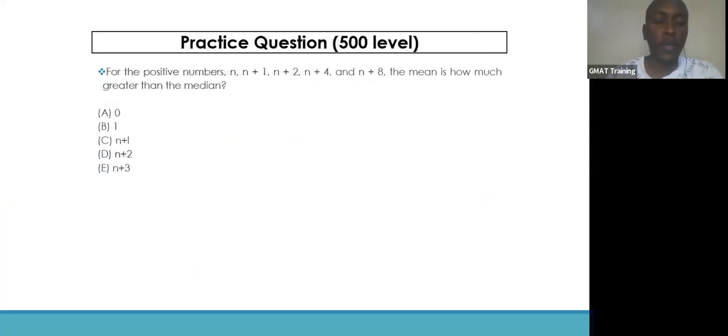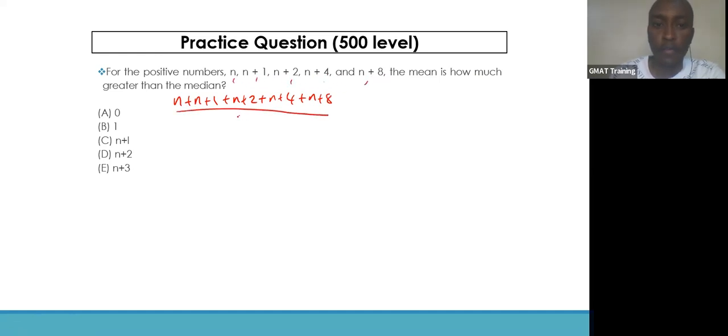So here's a question. Please pause, give it a try, then I'll jump in. For the positive numbers n plus 1, n plus 2, n plus 4, and n plus 8, the mean is how much greater than the median? The mean will get this value, taking the sum of all the values in that set, n plus 1 plus n plus 2 plus n plus 4 plus n plus 8, all divided by the number of entries. That's 1, 2, 3, 4, and 5.